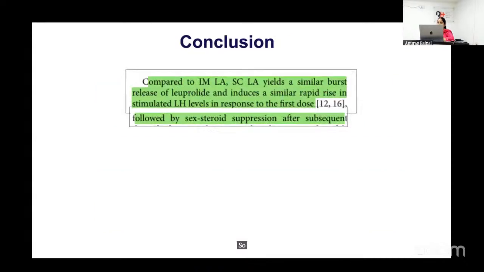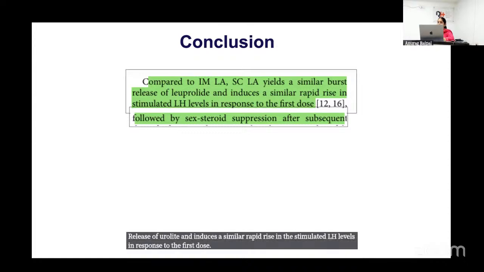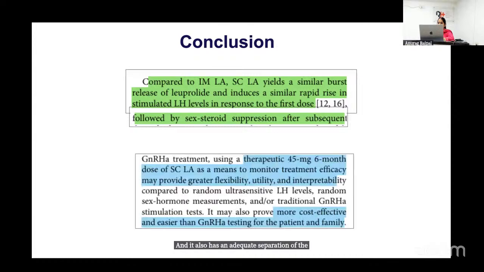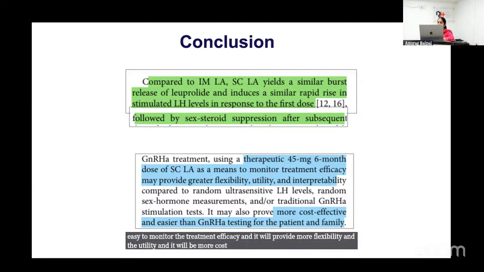If I conclude the study, it has shown that compared to intramuscular leuprolide acetate, subcutaneous also yields a similar burst release of leuprolide and induces a similar rapid rise in the stimulated LH levels in response to the first dose. It also has adequate suppression of the sex steroids subsequently. If the therapeutic dose of 45 milligram is given at a 6 monthly interval, it will be easy to monitor the treatment efficacy, it will provide more flexibility and utility, and it will be more cost effective and easier than traditional GnRH testing for the patient and the family.